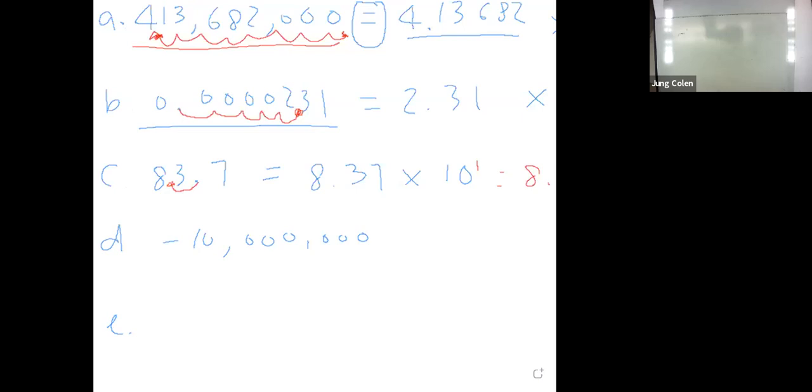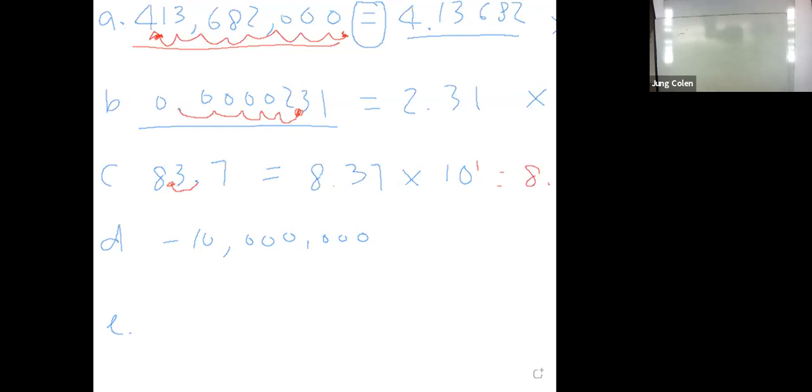How about the last one? If there's no volunteer, I will write it here so I can record it. Okay, so let's look at D. How do we write this? We need to change this to a number between -1 and -10. So we need to change this to -1, right? So the decimal point moves all the way here. Let me use the red color. Okay, the decimal point was here.